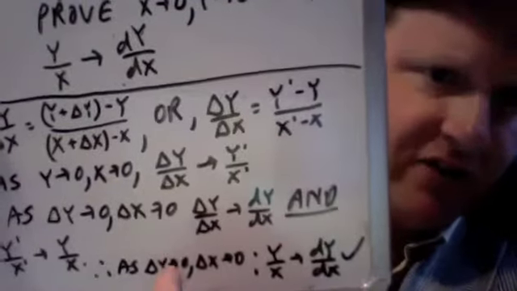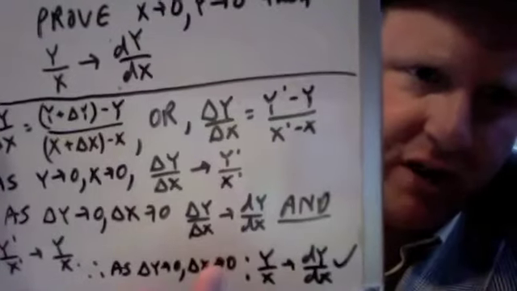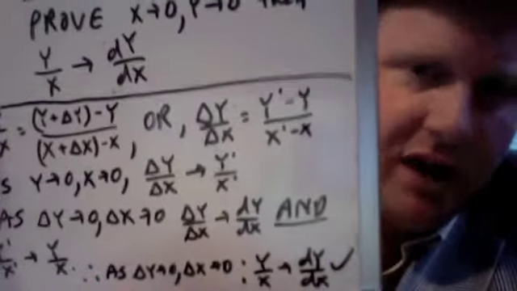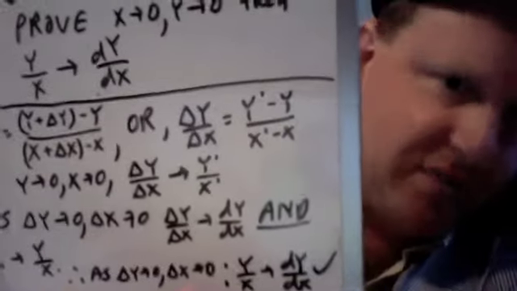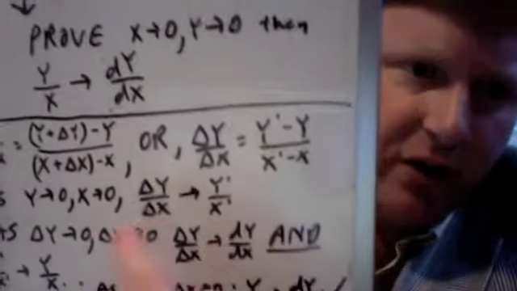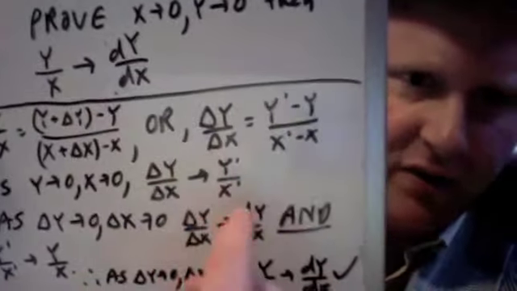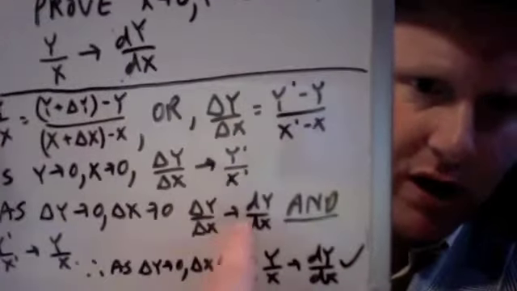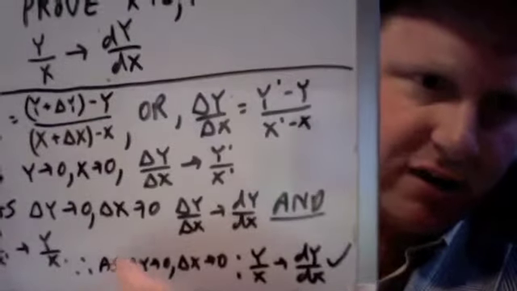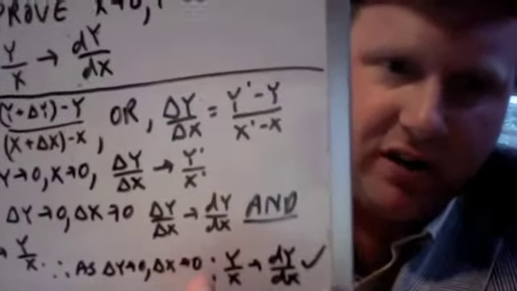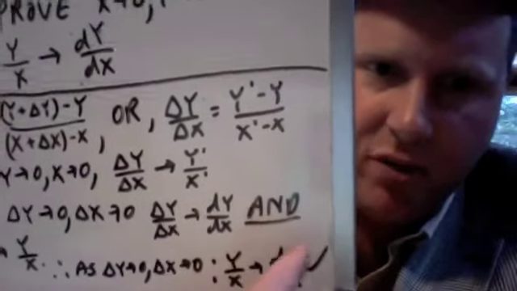Thus, by transitive logic, which is one of the earliest forms of logic you learned as a kid, right? If A equals B and B equals C, then A equals C. So if this approaches this, and this approaches this, but this also approaches this, then this is going to approach this. And so by conclusion, as delta y approaches 0 and as delta x approaches 0, y over x approaches dy over dx.